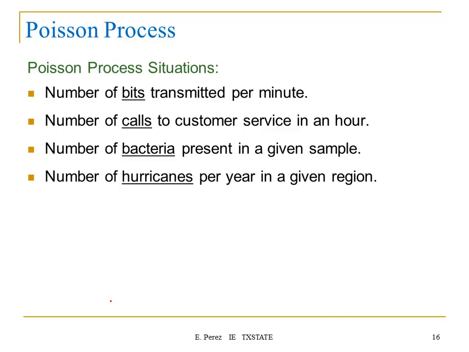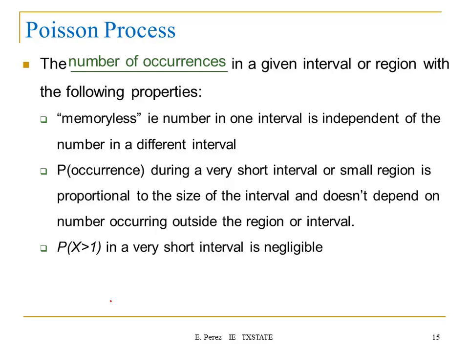So when do you use the Poisson? For example, if you're looking at the probability of the number of bits transmitted per minute, the number of calls to customer service in an hour, the number of bacteria present in a given sample, or the number of hurricanes per year in a given region. Again, all those examples are looking at the number of occurrences in a given interval. So you're looking at an interval and you want to know the probability of these numbers of occurrences within that interval.